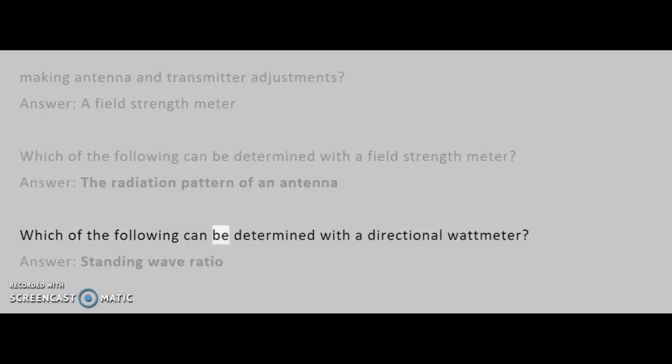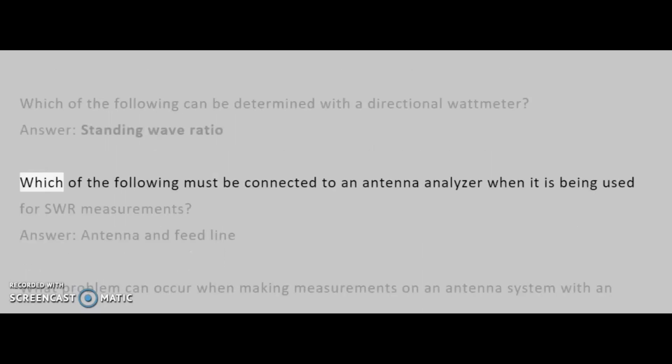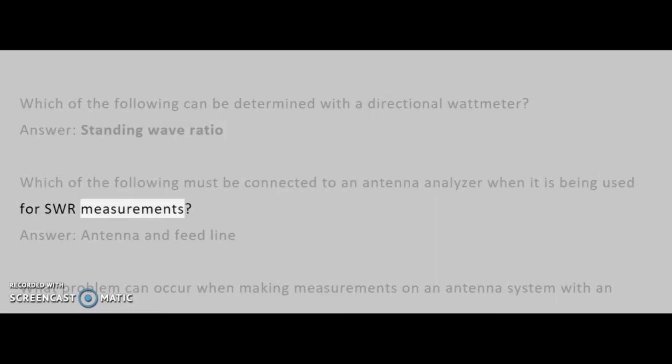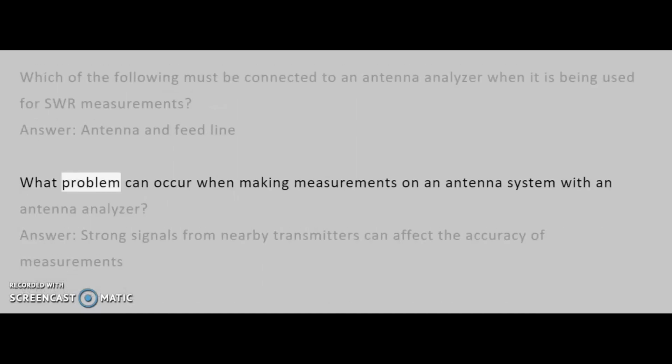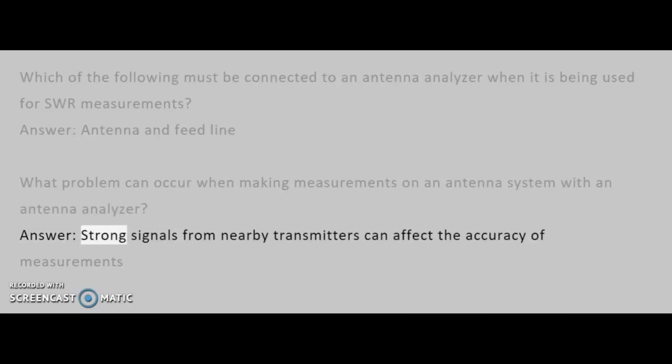Which of the following can be determined with a directional wattmeter? Answer: Standing wave ratio. Which of the following must be connected to an antenna analyzer when it is being used for SWR measurements? Answer: Antenna and feed line. What problem can occur when making measurements on an antenna system with an antenna analyzer? Answer: Strong signals from nearby transmitters can affect the accuracy of measurements.